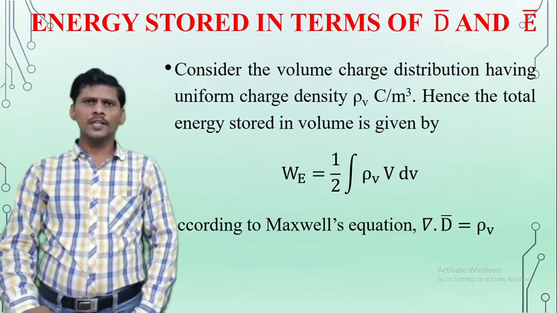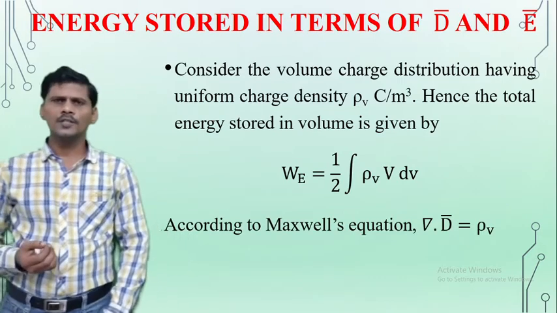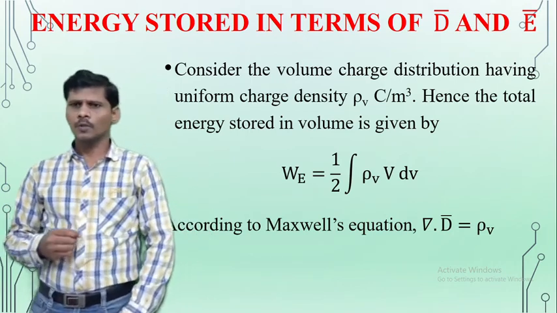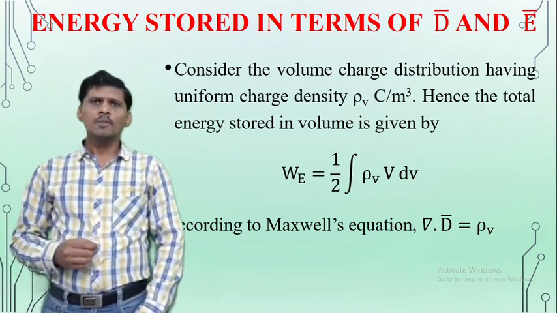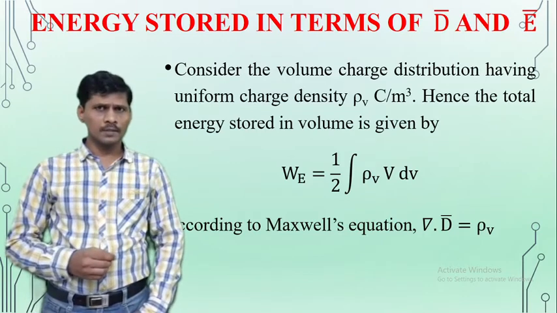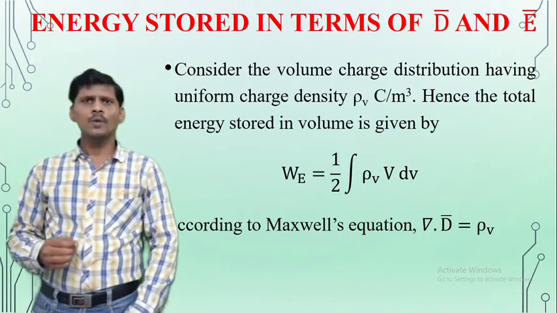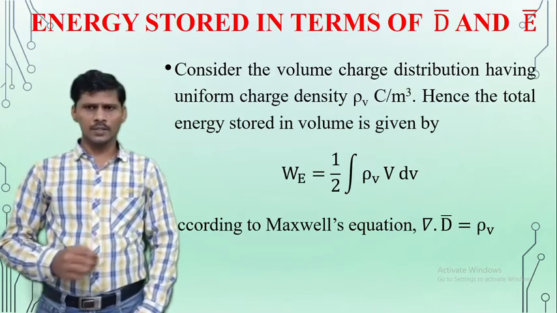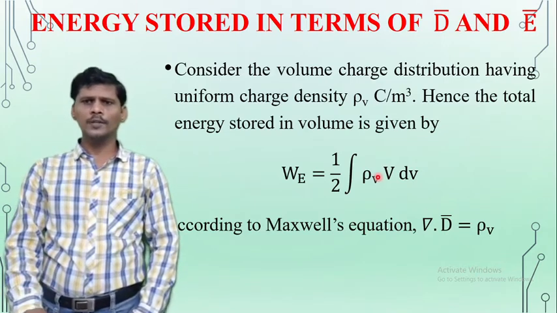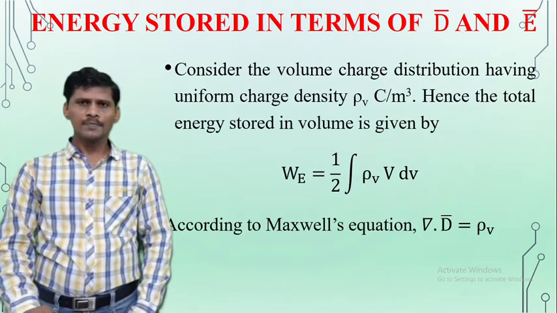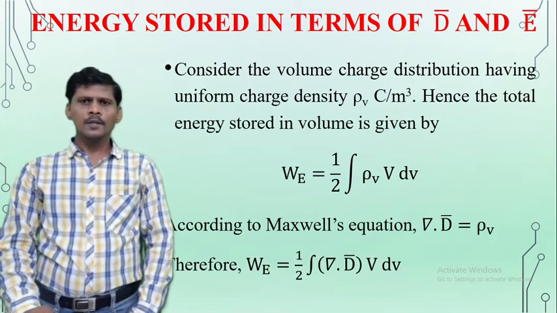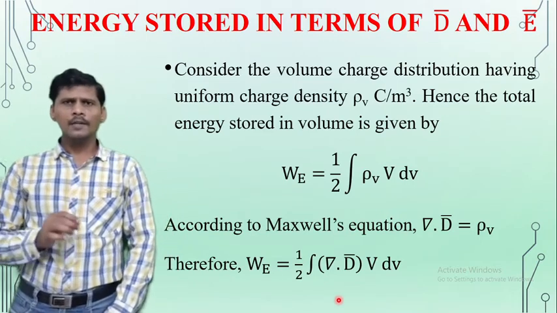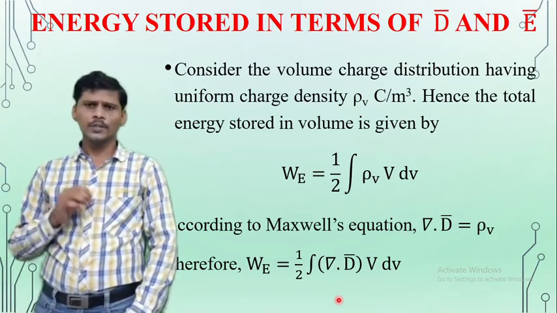But we know that the relationship between volume charge density and the electric flux density D bar is del dot D bar is equal to rho v. So this is the point form of the Maxwell equation. Del dot D bar is equal to rho v is one of the differential forms or point forms of the Maxwell equation. Substituting the rho v value into the above expression, we get the total energy stored W suffix E is equal to 1 by 2 volume integral of del dot D bar into V into dV.